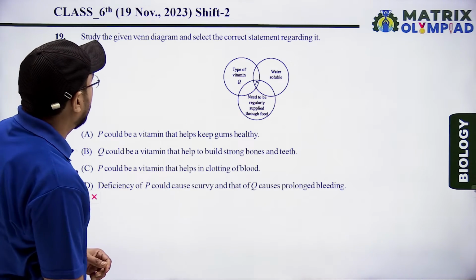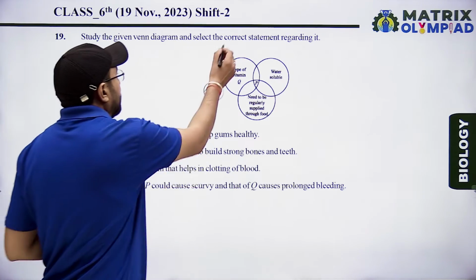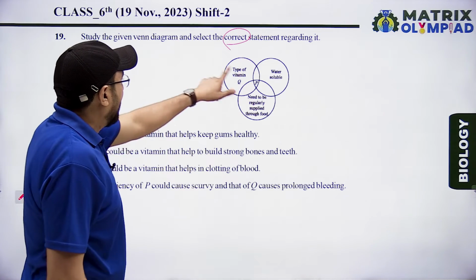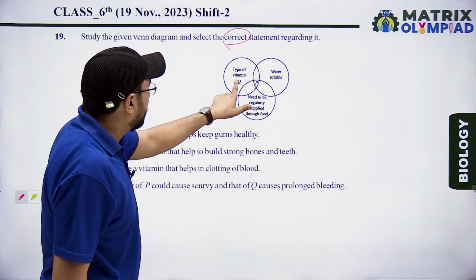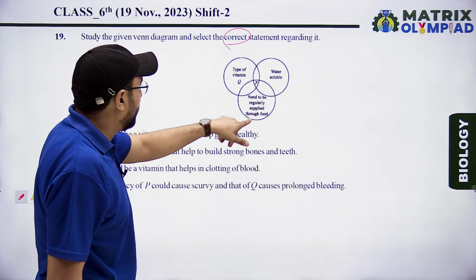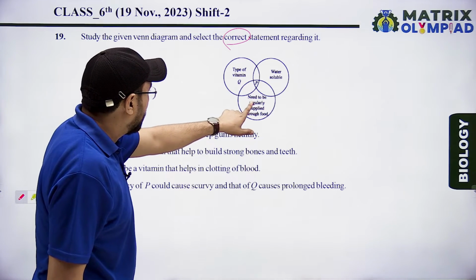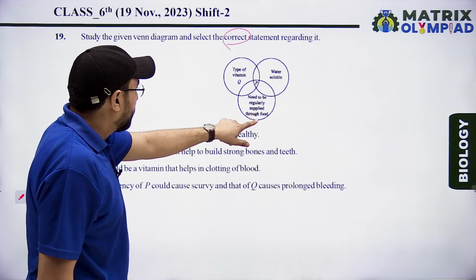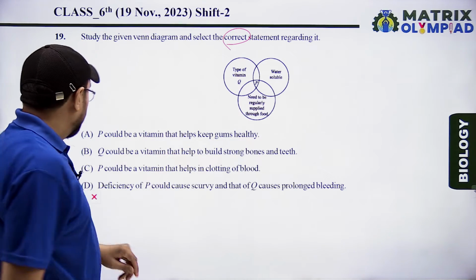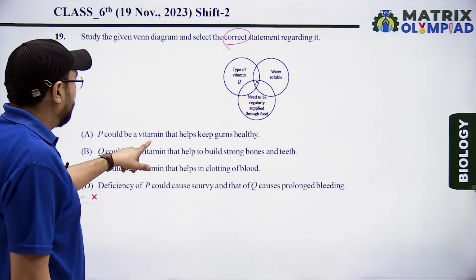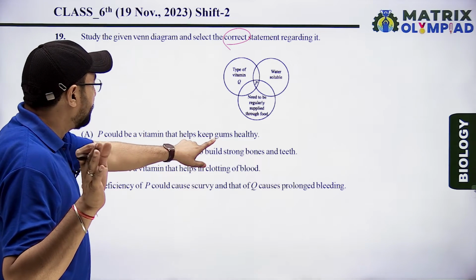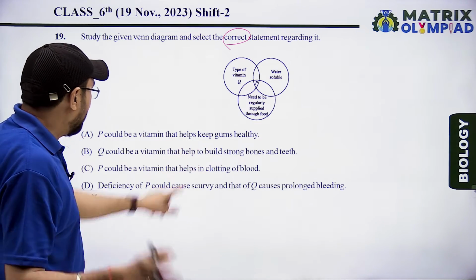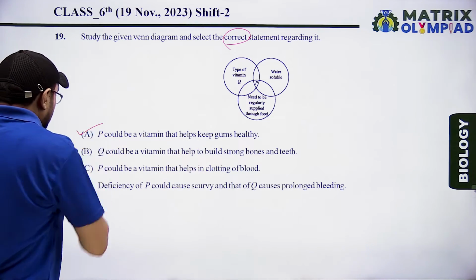Study the Venn diagram. Select the correct statement. Types of vitamin Q, P. P includes vitamins that are water soluble and also need to be regularly supplied through food. P could be a vitamin that helps keep gums healthy. That's right. Option A is right.